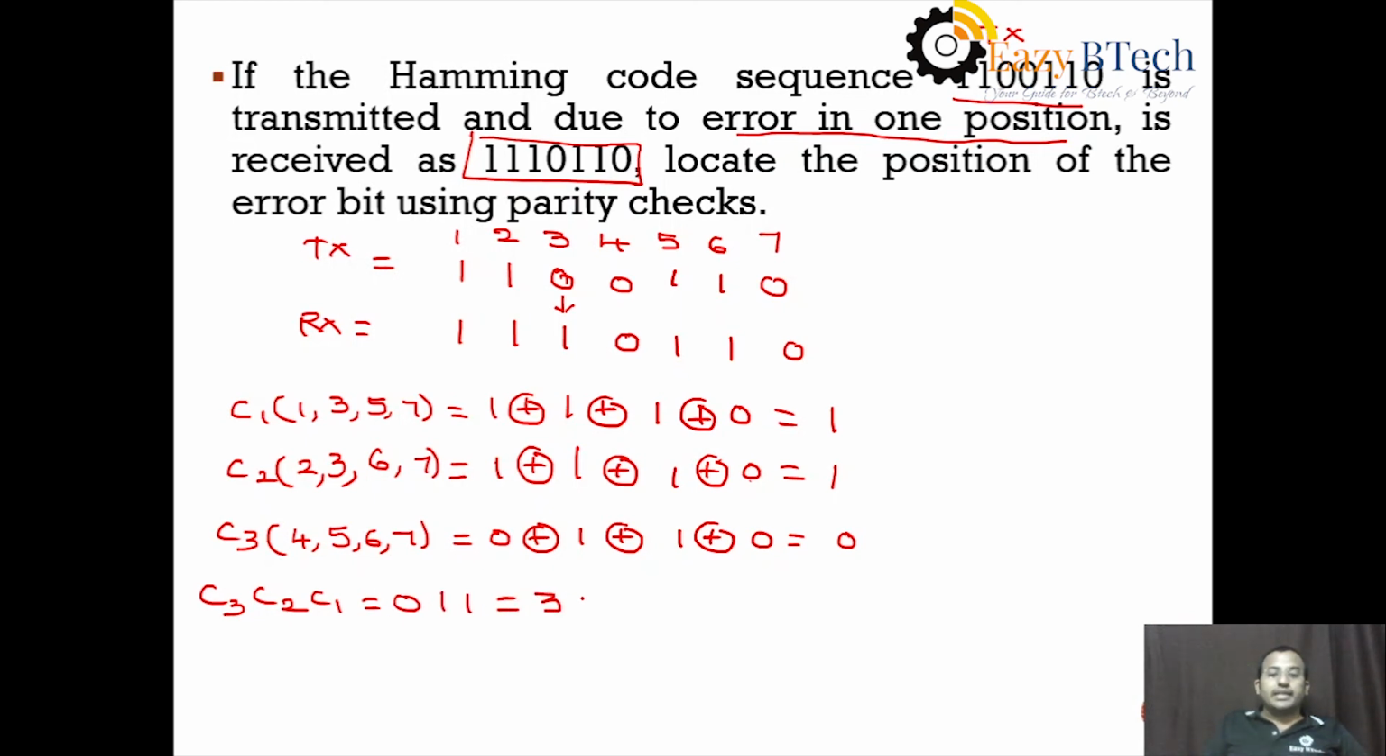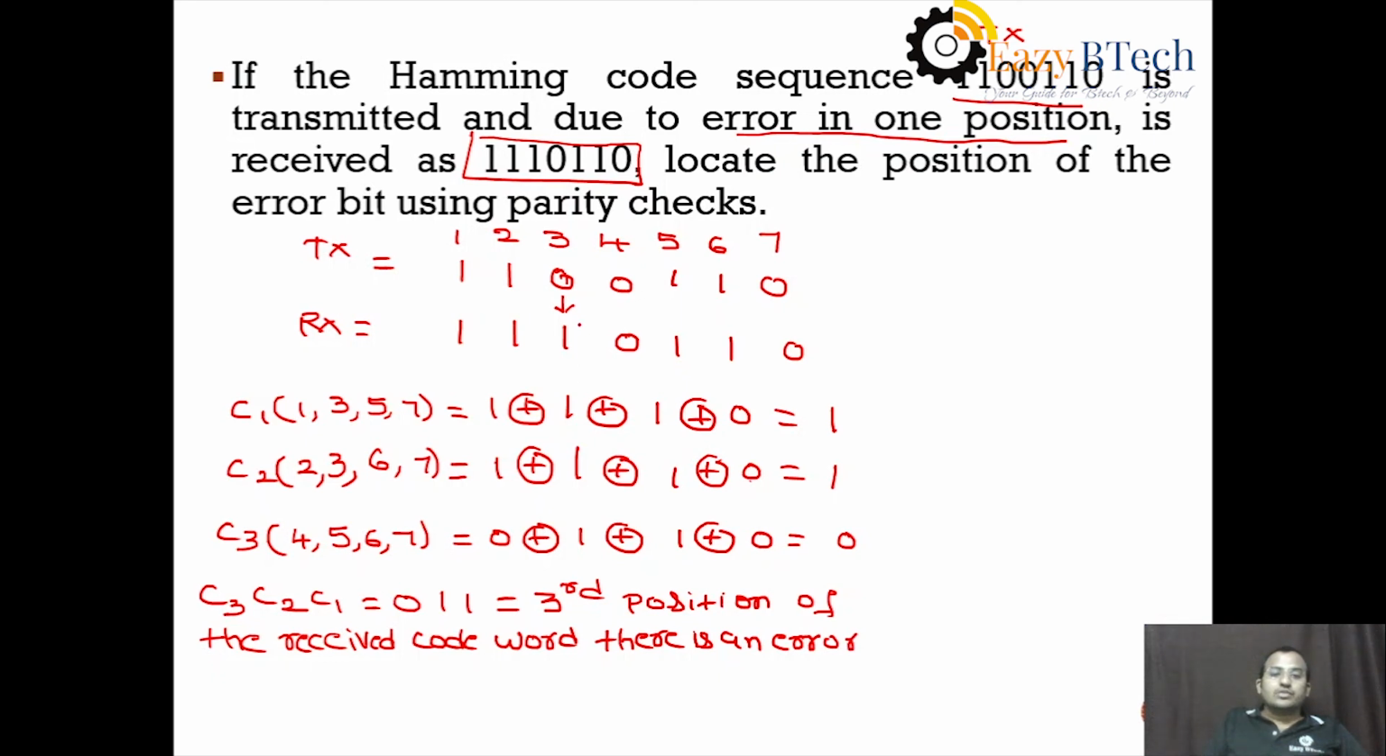What is the corresponding equivalent? 3. So it indicates that in the third position of the received code word there is an error. In the third bit there is an error. We have received it as 1, so this we have to change. So the correct code word is 11001110. So this is the transmitted code word.